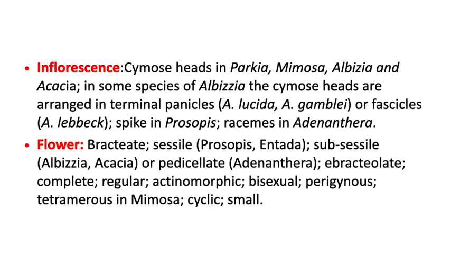Flowers are bracteate, sessile in Prosopis and Entada, subsessile as seen in Albizzia and Acacia, or pedicellate as seen in Adenanthera. Flowers are ebracteolate, complete, regular, actinomorphic, bisexual, perigynous, tetramerous in Mimosa, cyclic and small.